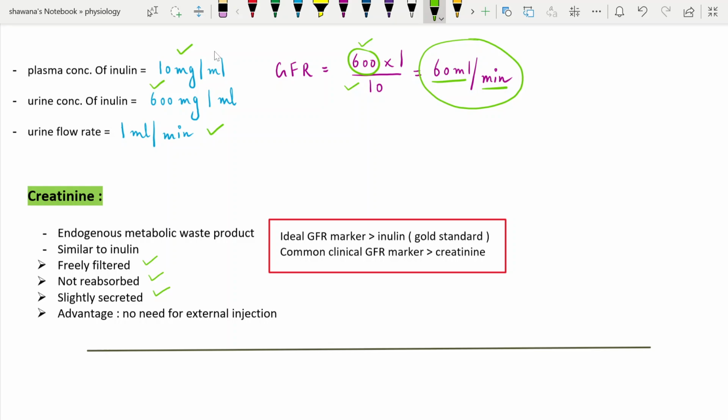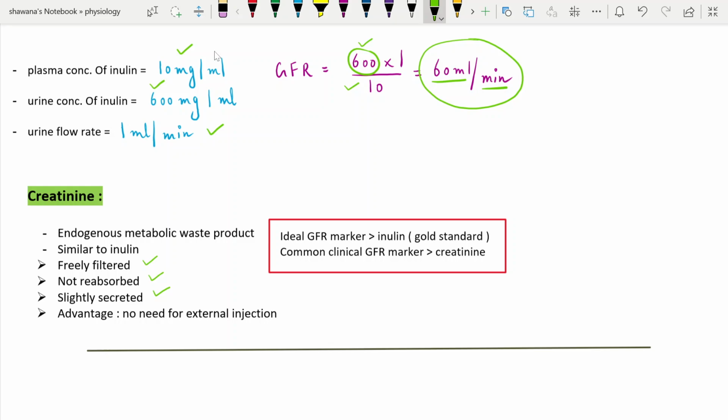The advantage for the creatinine is that we do not need to make an external IV for the administration of creatinine. It's just endogenously produced in our body. So ideal GFR marker is inulin. It's gold standard, but common clinical GFR marker measurement is by the creatinine.